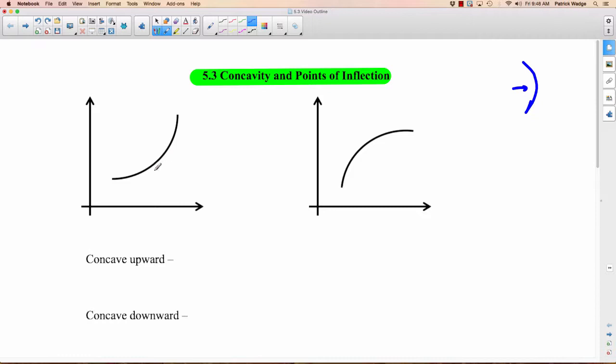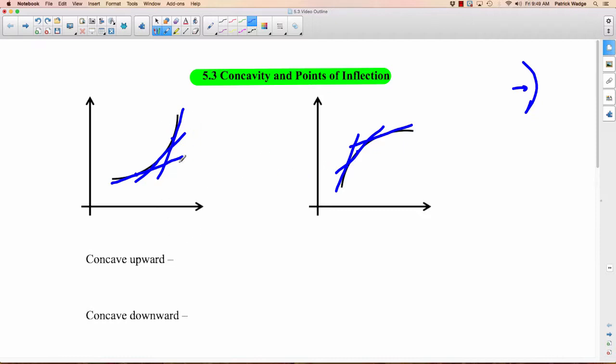Now what I want to do here is draw some tangent lines to some of the points on this function. So at this point, for example, the tangent line would look like this. Here it would look something like this. And here something like this. For this one, if we were to draw tangent lines, at this point it would look like this, this one like this, and this one like that. Now, what's the difference between all these tangent lines and all those tangent lines?